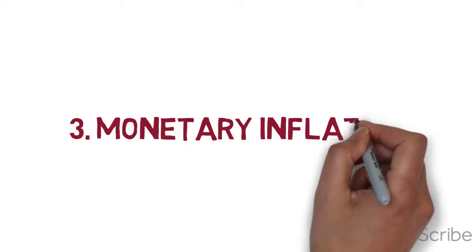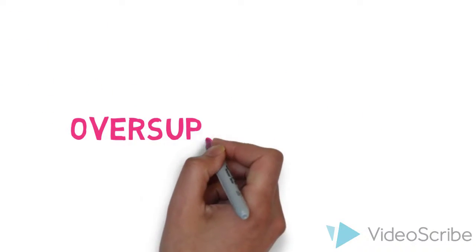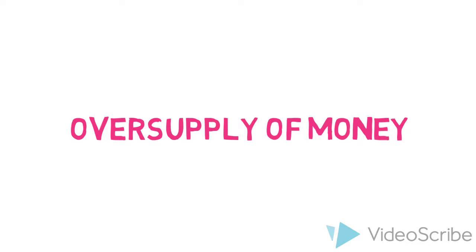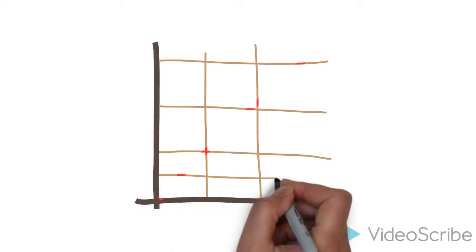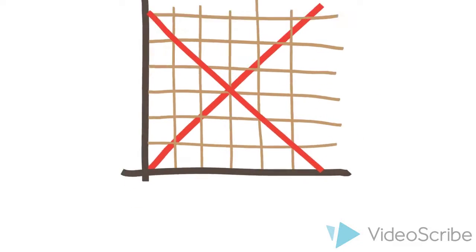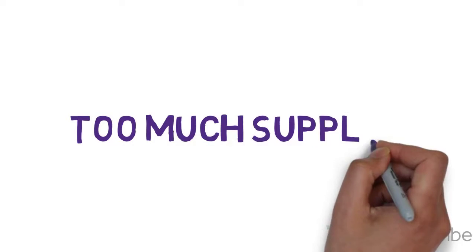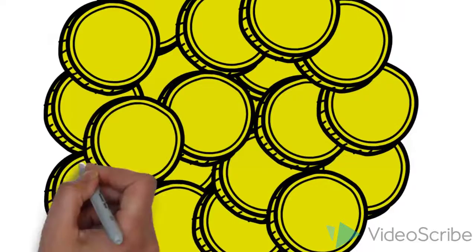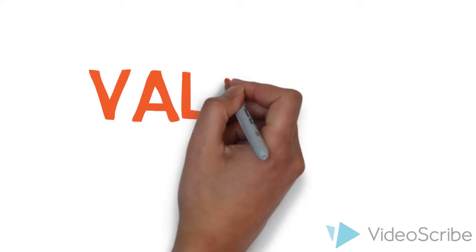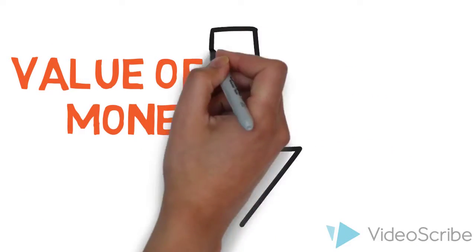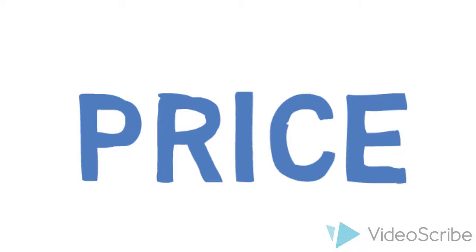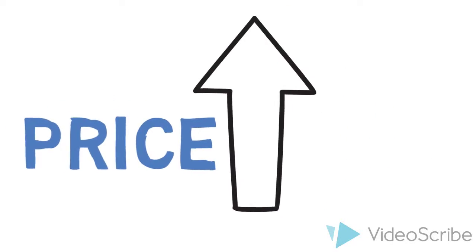A third theory is called monetary inflation. This theory states that inflation is caused by an oversupply of money in the economy. Just like any other commodity, the prices of things are determined by their supply and demand. If there is too much supply, the prices of things go down. But what if we're talking about money? An excess supply of money makes its value go down. The result is that the prices of everything else must go up.